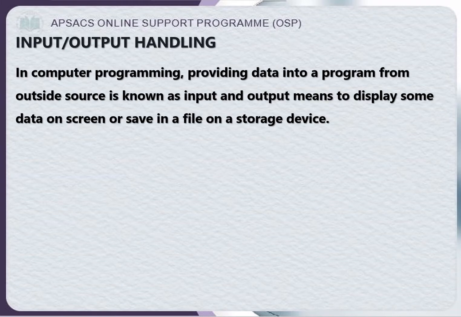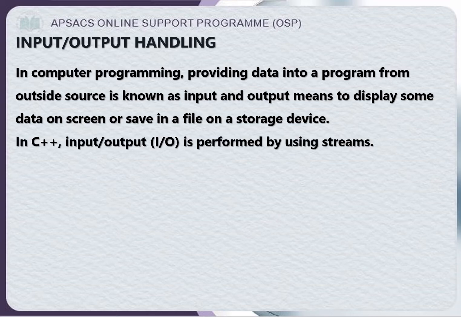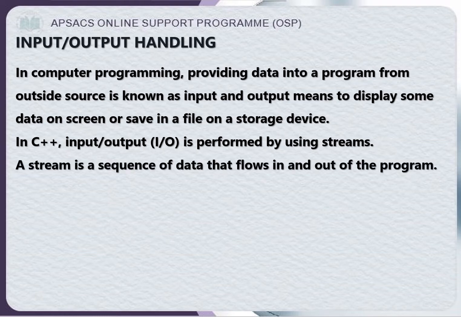In computer programming, providing data into a program from an outside source is known as input, and output means to display some data on a screen or save it in a file on a storage device. In C++, I/O is performed by using streams. A stream is a sequence of data that flows in and out of the program.